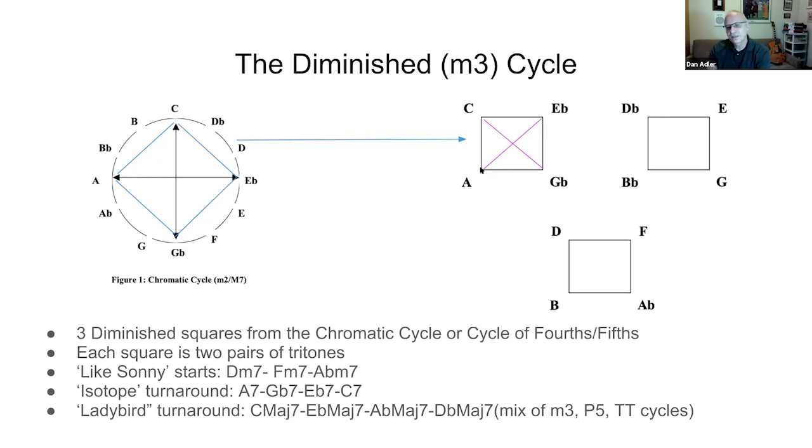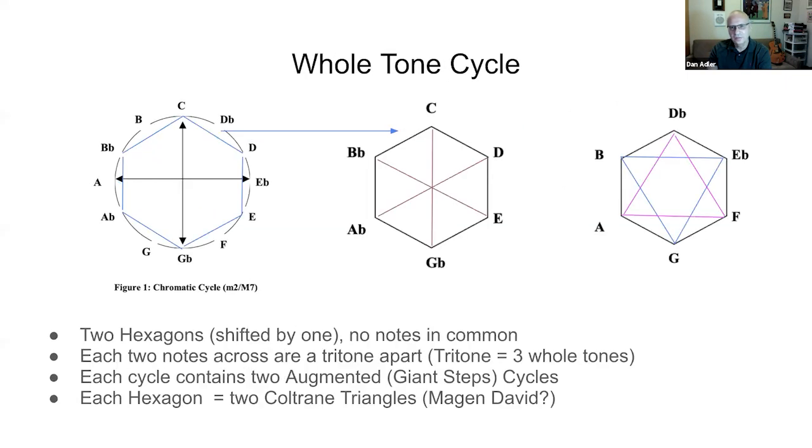So you still have this relationship between the notes. And of course, there's not a lot of great progressions that go along with the minor third cycle. The next one, and the one that brings us basically to the interesting ones, is the whole tone cycle. The whole tone cycle is created by creating a hexagon within the circle. The hexagon has 6 sides, and you go C to D to E and so on.